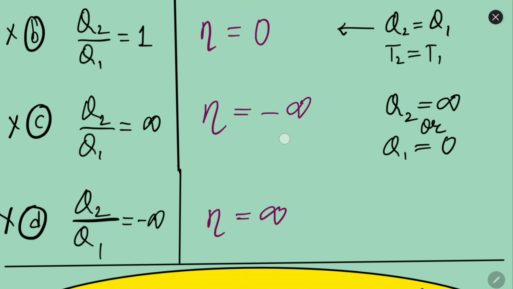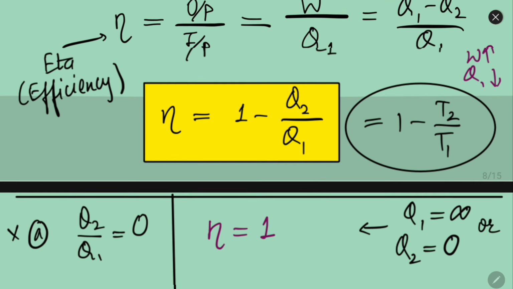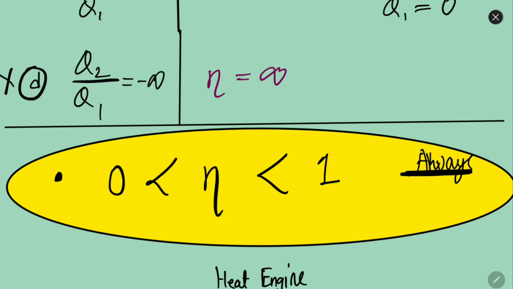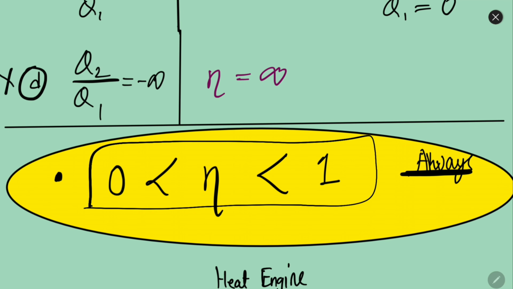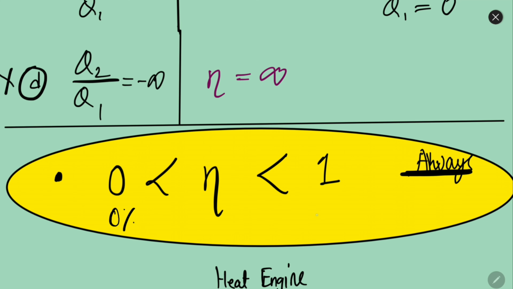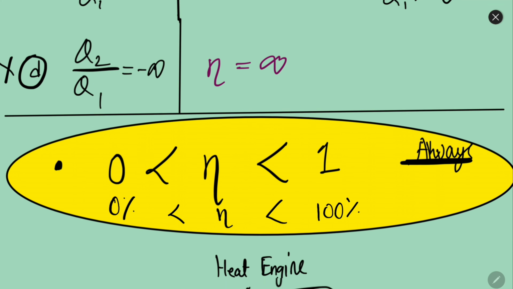Then efficiency cannot be minus infinity, because in that case Q2 over Q1 must be infinity, that is Q2 must be infinity or Q1 must be 0, which is not possible. And efficiency cannot be infinity because Q2 or Q1 cannot be minus infinity. So all these things are not possible. Ultimately what you need to remember is that efficiency is always between 0 and 1, that is between 0% and 100%.